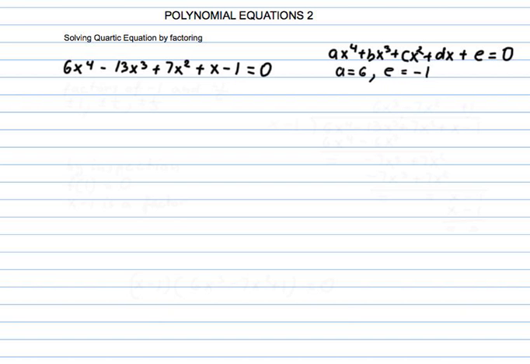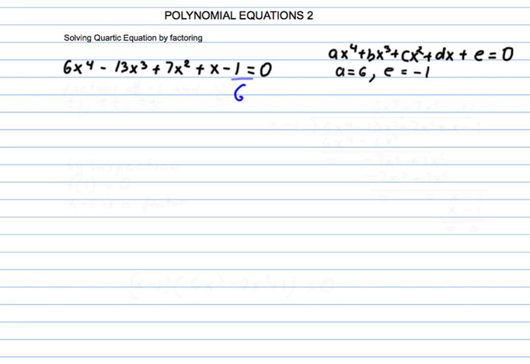So now, in case a is different than 1, we also have an expanded set of possibilities. Just think for a second. If I were to divide both sides by 6, my constant term would be -1/6, and my leading coefficient would become 1.